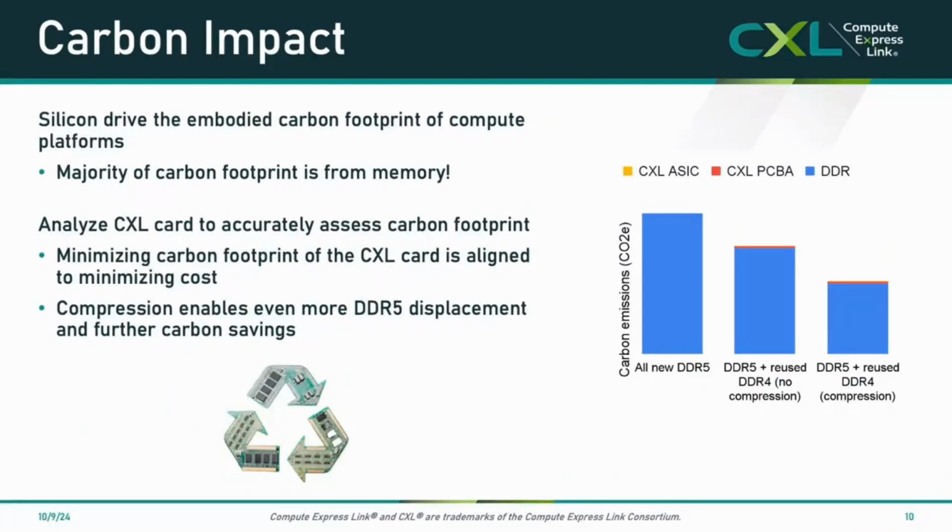Let's look at the carbon impact in a more visual form. As mentioned before, DRAM contributes to the maximum amount of silicon chips in a server system. The figure on the right shows how a system with just DDR5 memory would have a large carbon footprint. By moving a fraction of this capacity to reuse DDR4, we reduce the carbon footprint. And by deploying compression, we can further lower the amount of new DDR5 needed, thus lowering the carbon footprint further.